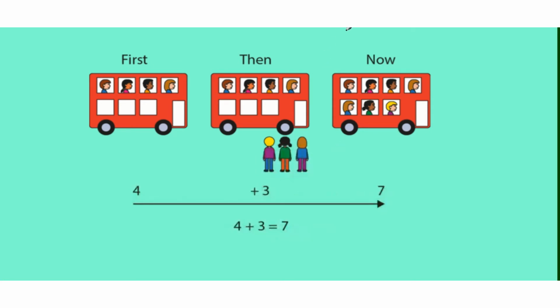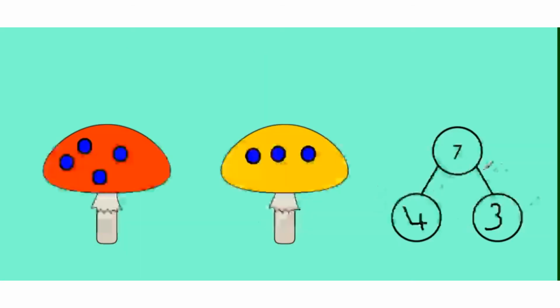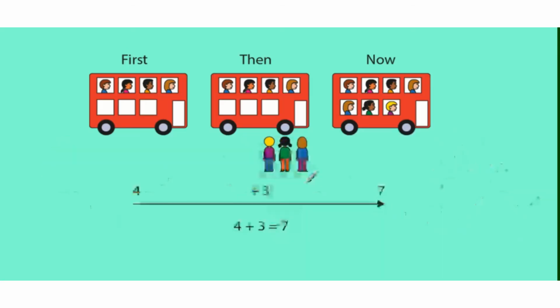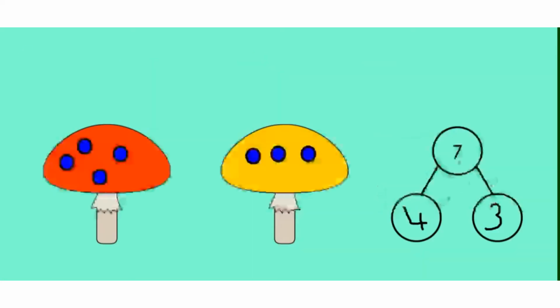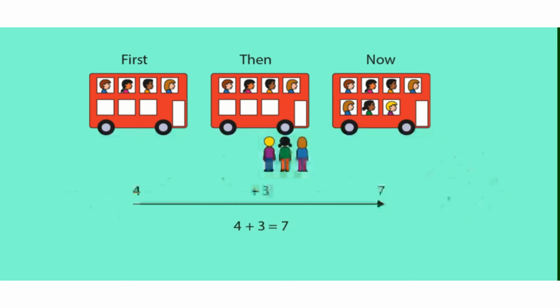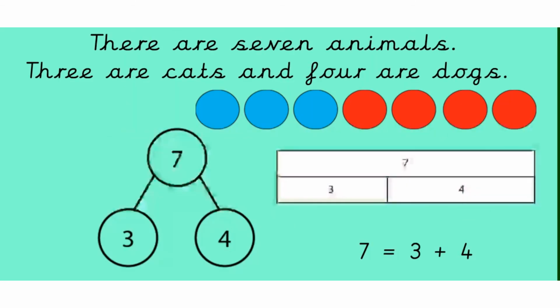Okay, so it's the same as representing it in a cherry diagram like I've just done. However, I've just written it in a different way. I've written it as a number calculation. I've drawn it as a picture story of children getting on a bus. So this means exactly the same as this, but just represented in a different way. Okay, so that's what we're looking at today.